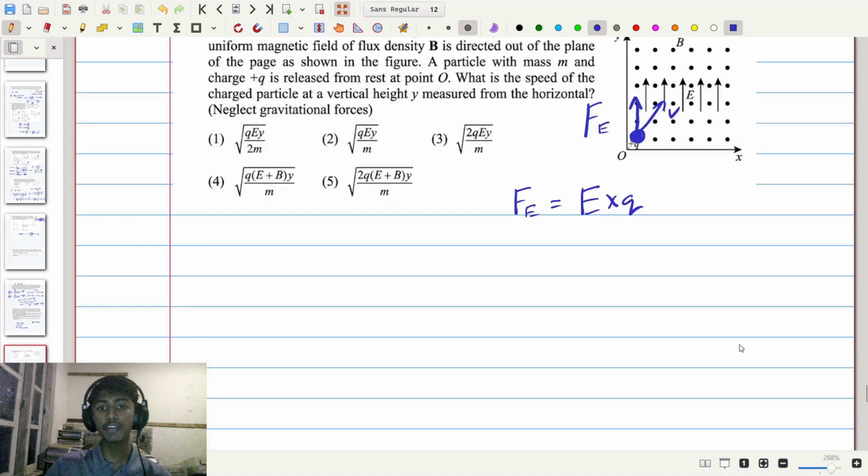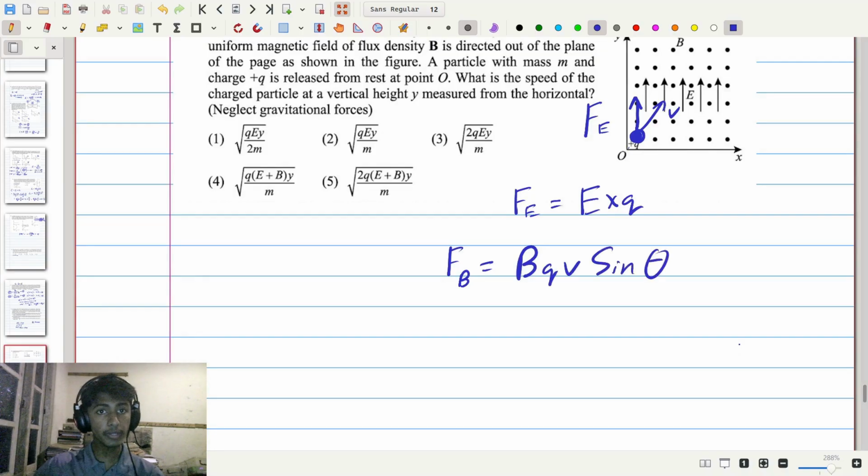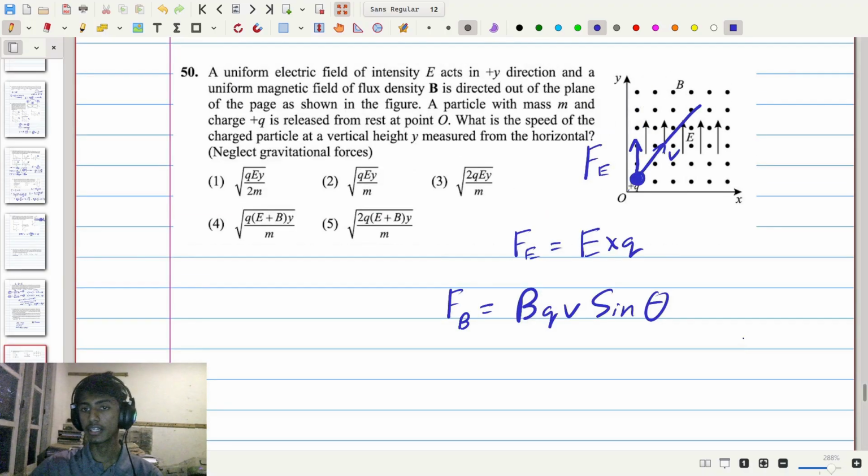Similarly, if our particle is traveling at a velocity v like this, then there will also be a magnetic force F sub B, which will be equal to B q v times the sine of theta, where B is the magnetic flux density, q is the charge, v is the velocity, and theta is the angle between the v vector and the B vector. Now, in this case, since the v vector will only be within the plane of the page and the B vector is perpendicular to the plane of the page, the angle between the v vector and the B vector is always 90 degrees.